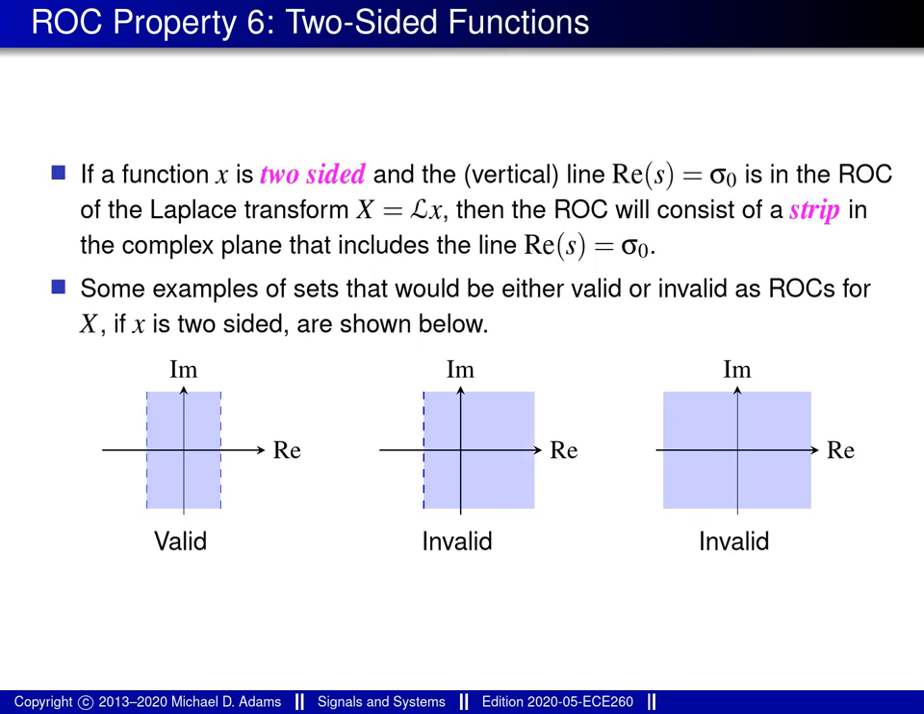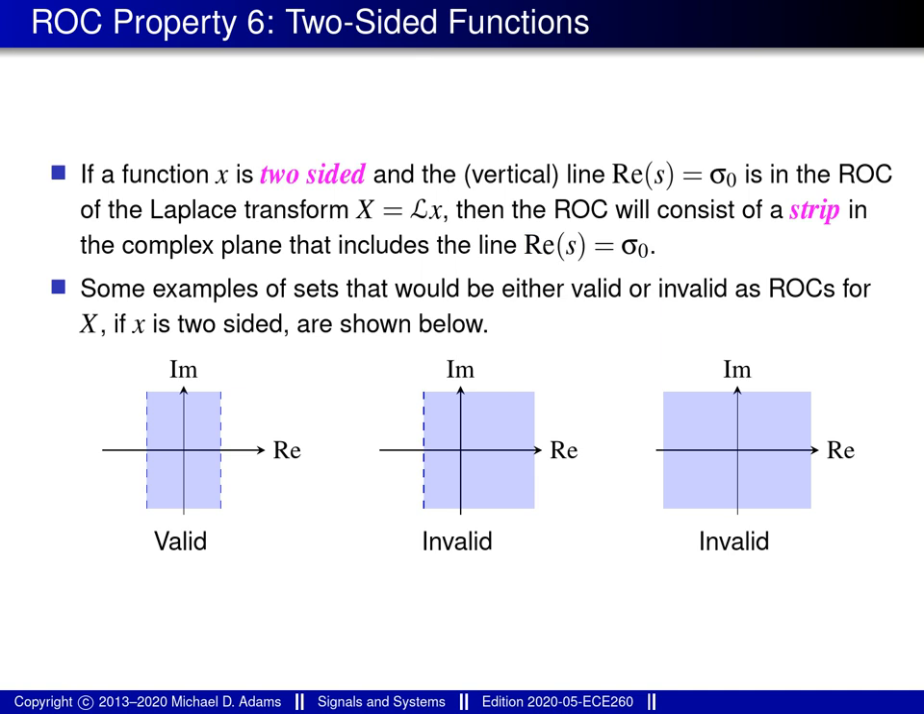The sixth property of the region of convergence that I need to introduce relates to Laplace transforms of two-sided functions. If a function little x is two-sided, and the vertical line real part of s equals sigma naught is in the region of convergence of the Laplace transform big X, where big X is the Laplace transform of little x, then the region of convergence will consist of a strip in the complex plane that includes the vertical line real part of s is equal to sigma naught.